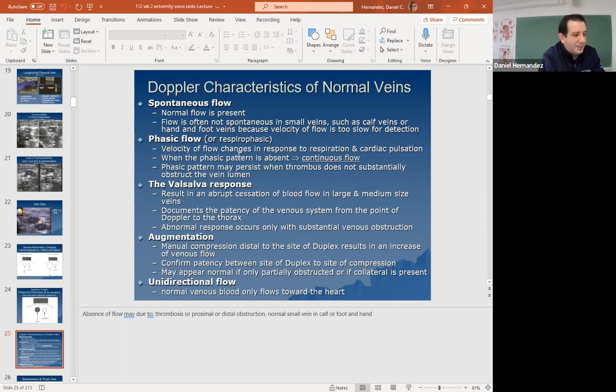We look for phasic flow. It's called respirophasic, so the flow should follow our breathing patterns. So we should see velocity flow changes in response to our inspiration and expiration. And we may also be able to exhibit cardiac pulsations, particularly in our proximal vessels. So we see that cardiac pulsation in our subclavian and innominate. We can potentially see it in iliacs.